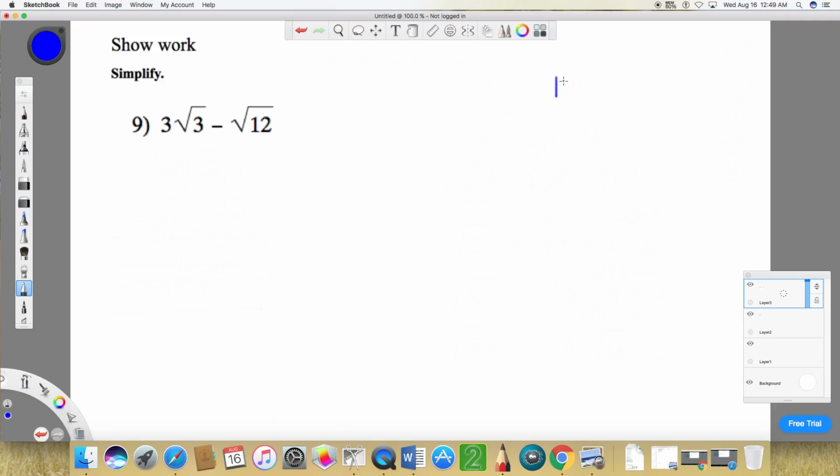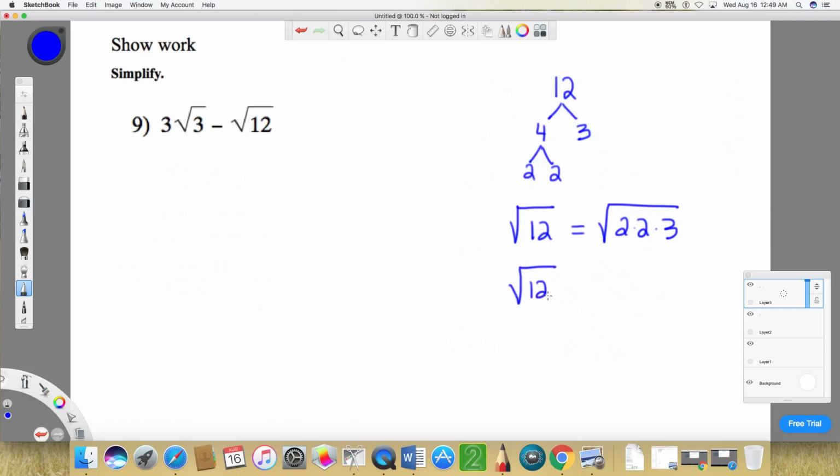Let's come over and look at 12 and write 12 as 4 times 3, because with this 4, I know I have a pair. So I know that the square root of 12 is the same thing as the square root of 2 times 2 times 3, because 2 times 2 times 3 is the number 12. It just looks different, but it is the number 12. And we have a property of these radicals that says when you have multiplication, you can break them apart.